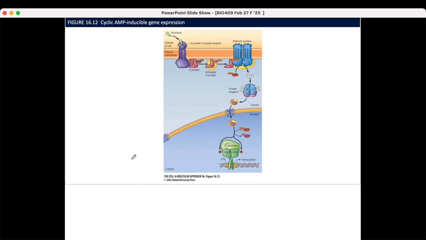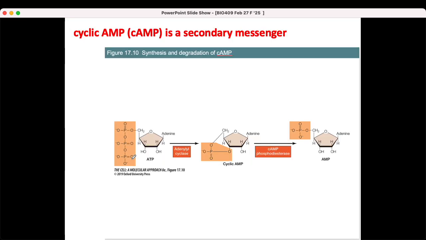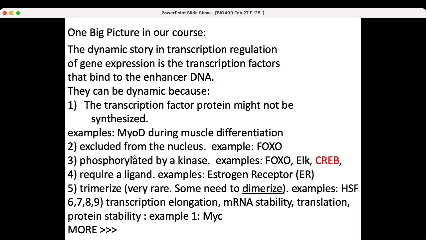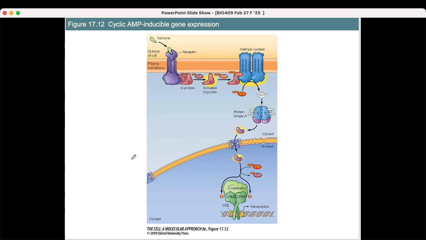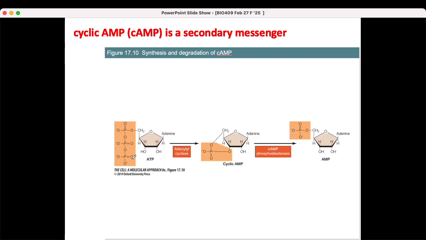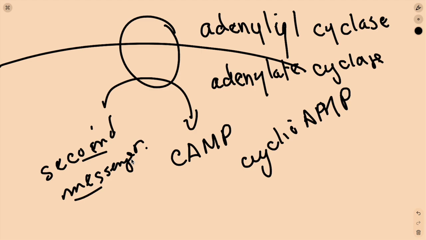So I'll just show you the reason we're talking about this is CREB fits in here. Phosphorylated by a kinase. Our examples are, well, FOXO gets turned off, ALK gets turned on, CREB gets turned on. We have to have a few of those because lots of transcription factors get turned on or off by phosphorylation. And CREB is a really good choice. And I'll just put over here, so I write it down so you can see.